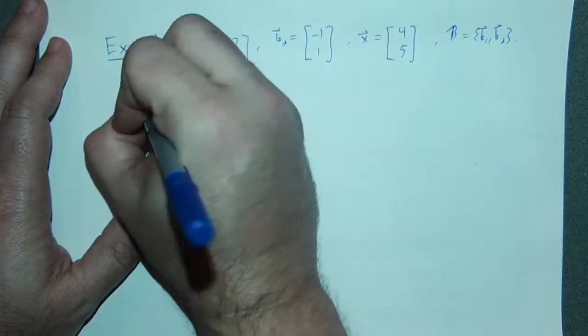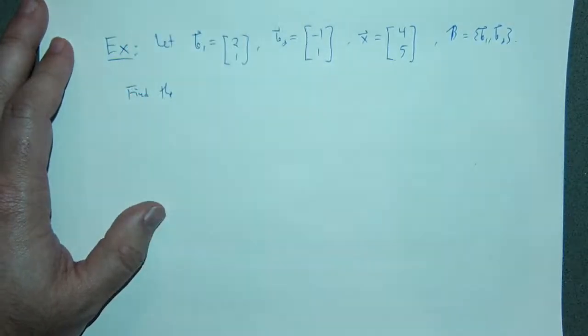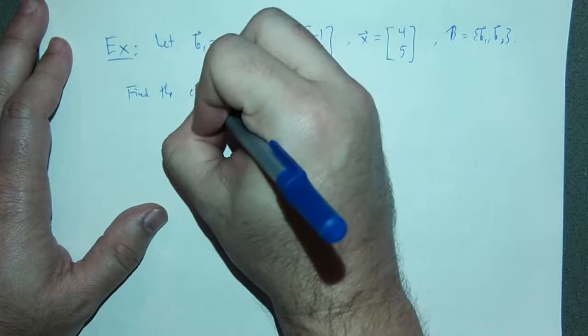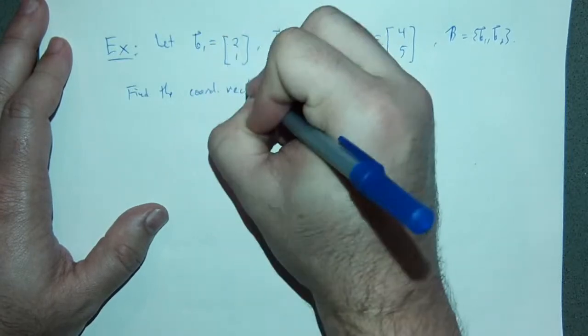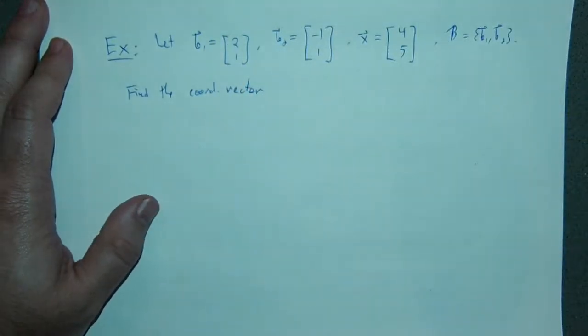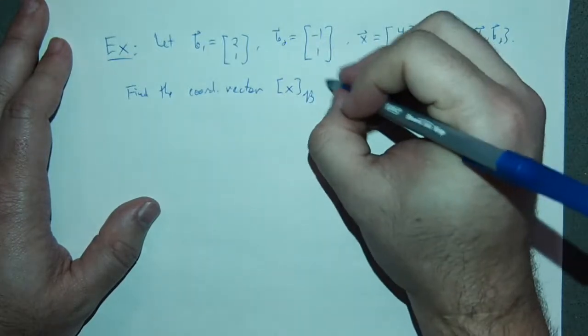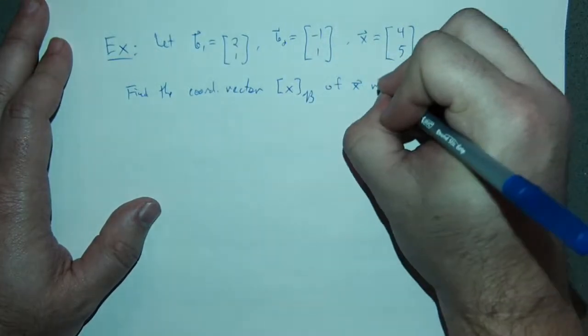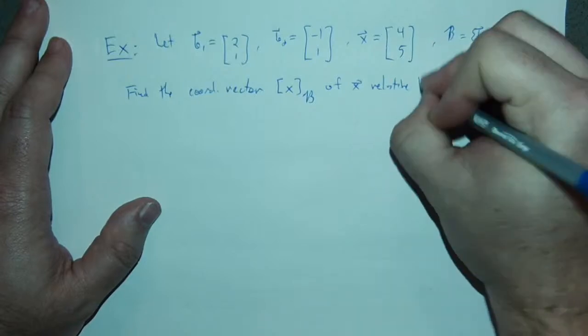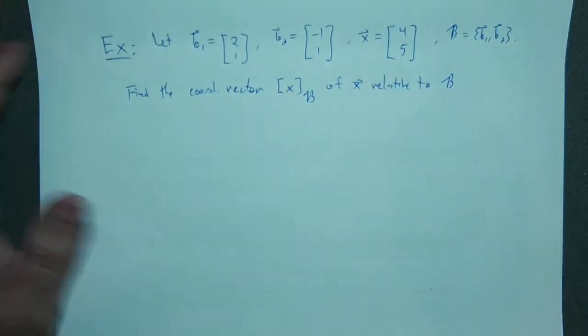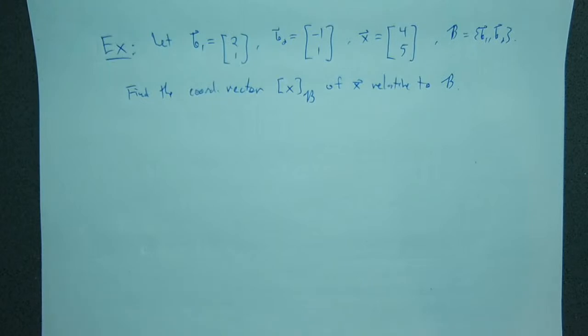So find the coordinate vector. So before we were given the coordinate vector and asked to find the vector. Now we're given the vector and asked to find the coordinate vector. So find the coordinate vector x sub B of x relative to B. All right. So how would we do this?